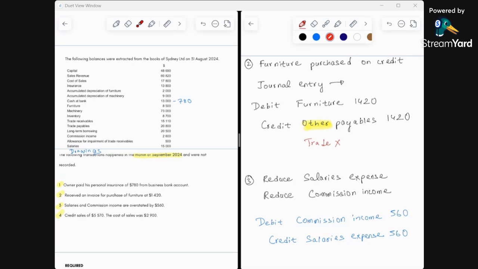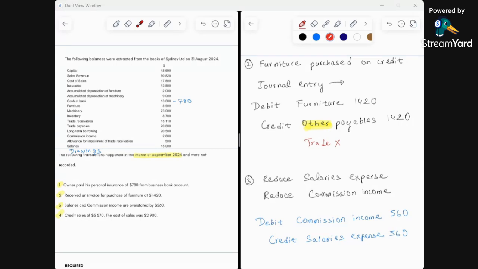Trade payables are those people from whom you buy inventory on credit, and those inventory are mainly purchased so that you can sell them later to your own customers, okay? In this case, we have bought a non-current asset, which is obviously not inventory, and therefore the correct account to use is the account for other payables.